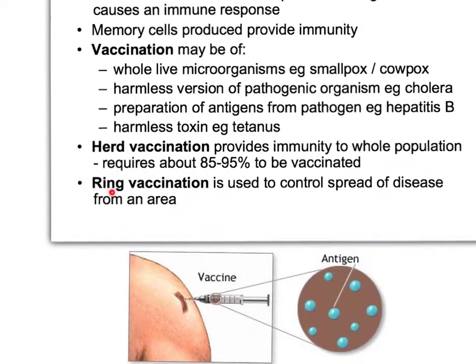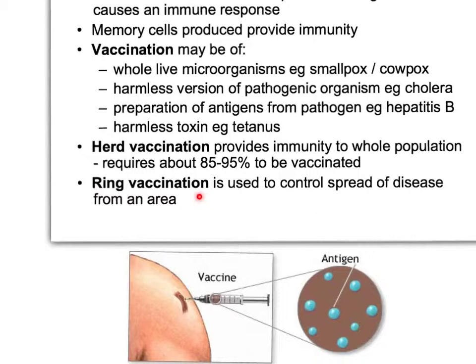Going back here, ring vaccination, on the other hand, is when we have an outbreak of an infection in a particular area. This is particularly useful for farm animals. If we have an outbreak in a particular farm of a particular disease, what we do is vaccinate all of the animals on the surrounding farms. Okay, and in doing so, we create this ring of vaccinated animals around the diseased animals, and because the vaccinated animals don't get the disease, it won't spread beyond that ring.